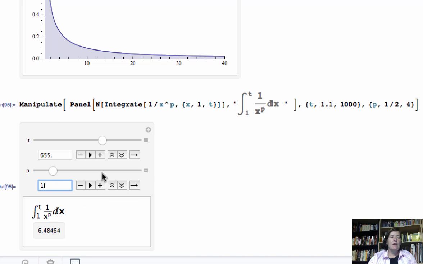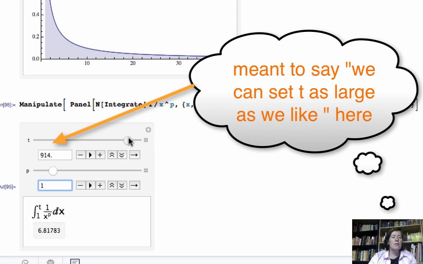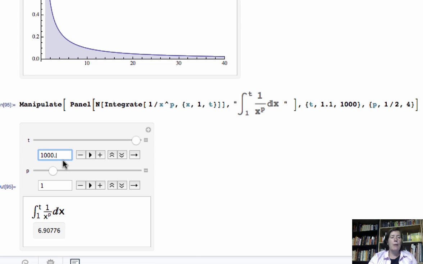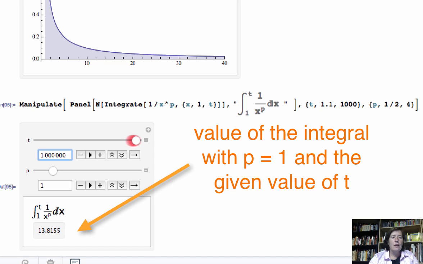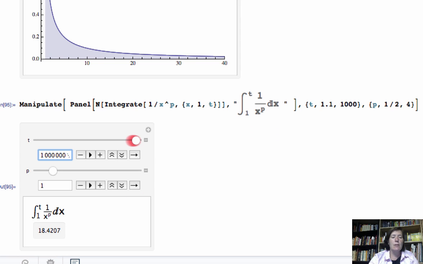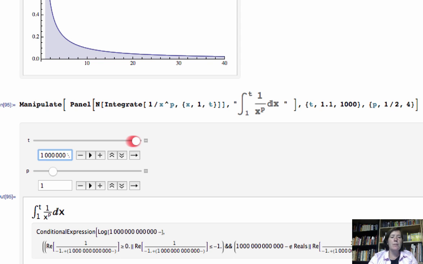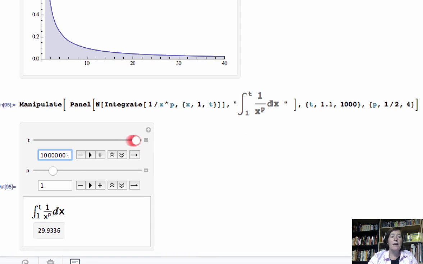And we can definitely see that here in this applet where we show the value of the integral from 1 to t of 1 over x to the p. In this case, we're setting p equals 1. And now we can set t as large as we like. And you can see that this is going to grow without bound. So I'll add a few zeros here and we'll see that this grows, not very fast, but nevertheless there isn't really any limit happening here, it keeps increasing. And of course, because it's the logarithm, it's not increasing very, very quickly.